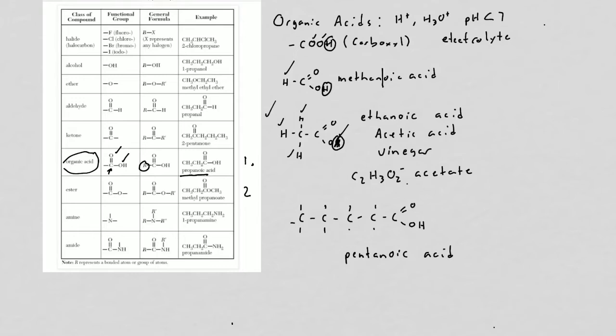Let's talk about the next row, which is esters. Now, let's talk about this in the table here. See, it says methylpropanoate. All right. And what you want to see before we get over to the next page is this thing right here.